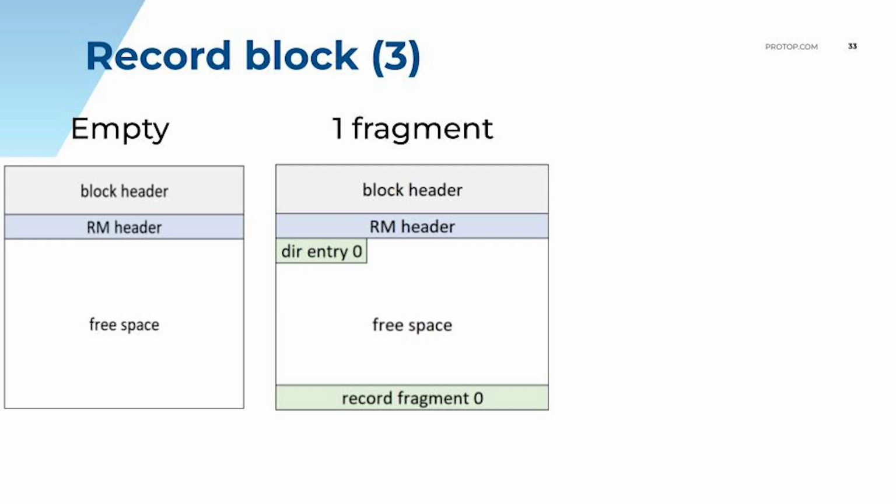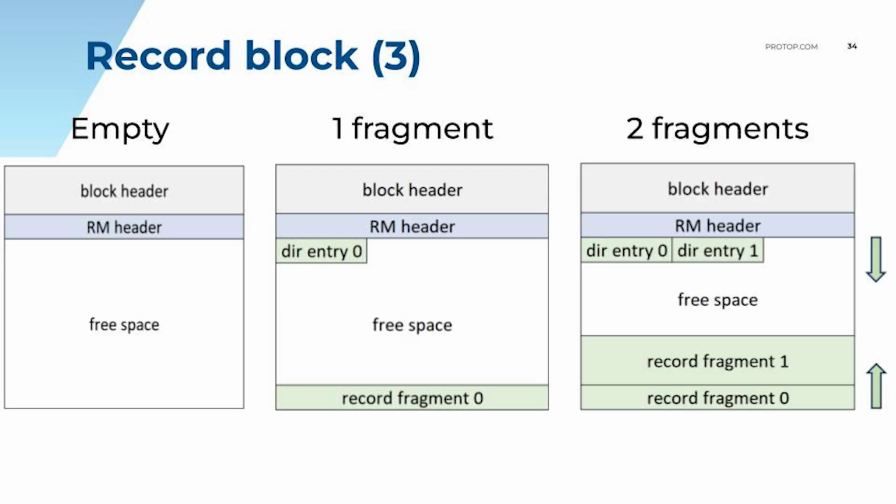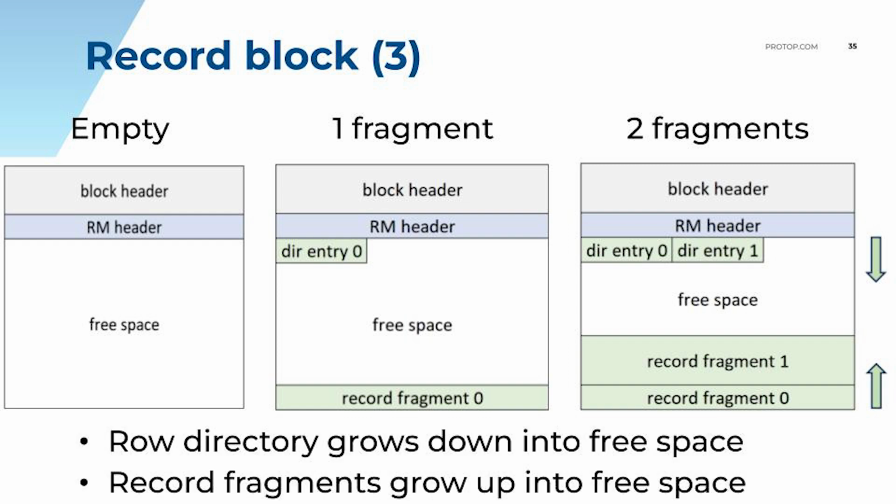And then that record fragment that we added goes in the bottom of the block. And so the free space that's left in the block remains in one contiguous chunk in the middle of the row directory and the record fragments. If we add a second fragment, it now looks like this. We get a second row directory entry and we get a second record fragment. And as we can see, the directory grows down into the free space and the record fragments grow up into the free space until they meet in the middle and the block either becomes physically full because it's out of space or logically full because it's out of row directory entries. It should be obvious that you can only have up to RPB number of directory entries in a block.